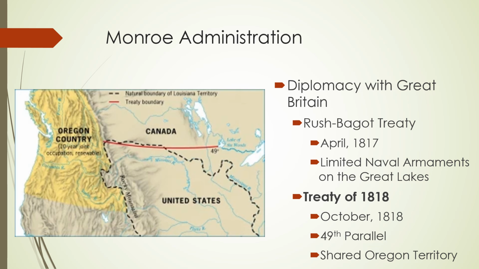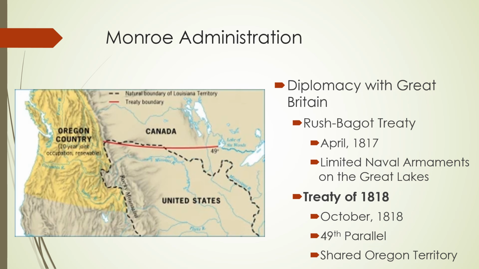So one of the first things we want to talk about regarding the Monroe administration is diplomacy with Great Britain. So part of this Era of Good Feelings was reestablishing some type of diplomacy with Great Britain after our second war with Britain. But we also want to fix a lot of these problems we had out west. And so we're going to redefine the border a little bit.